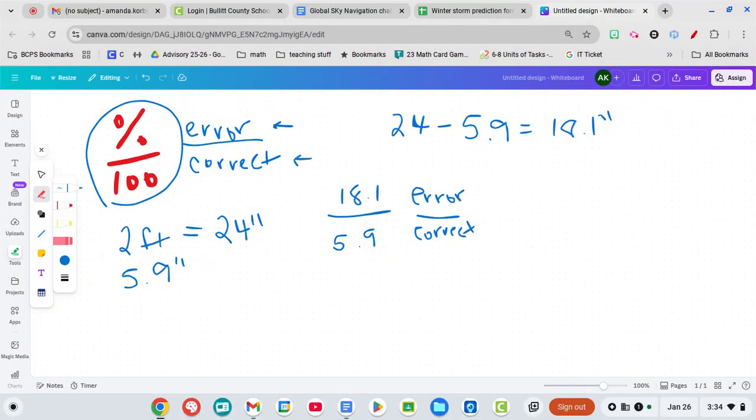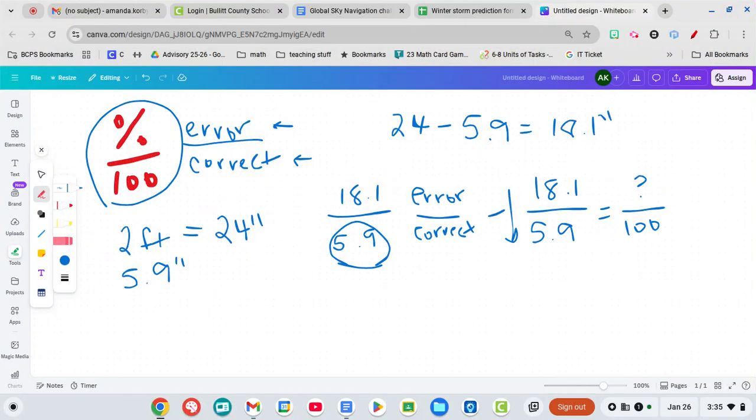Now my goal is to figure out a percent. So I need to know not out of 5.9, but out of 100. So let's set up a proportion equals something, you can put an X or whatever, over 100. Now, there are lots of ways that we can solve this. The easiest way, in my opinion, is just to do error divided by actual amount and then multiply by 100.